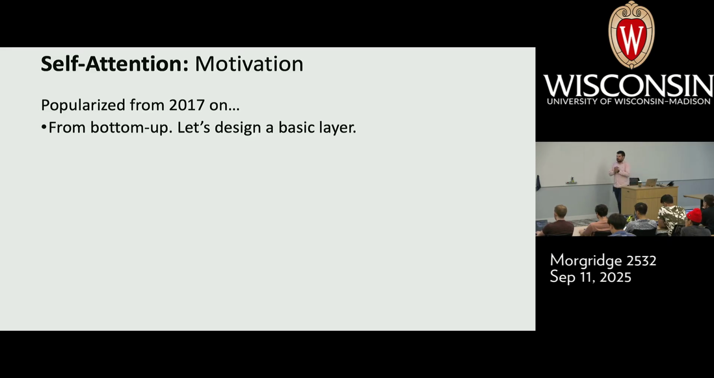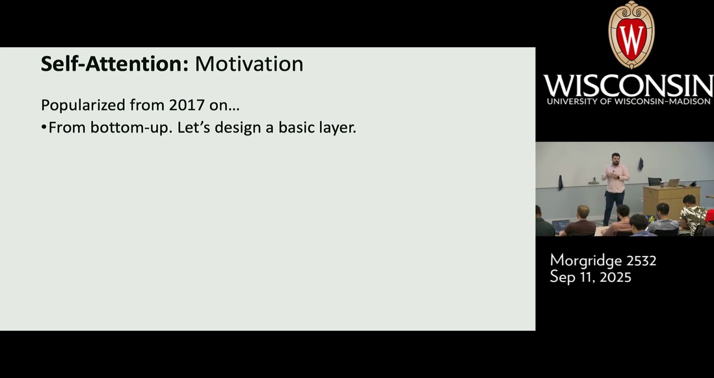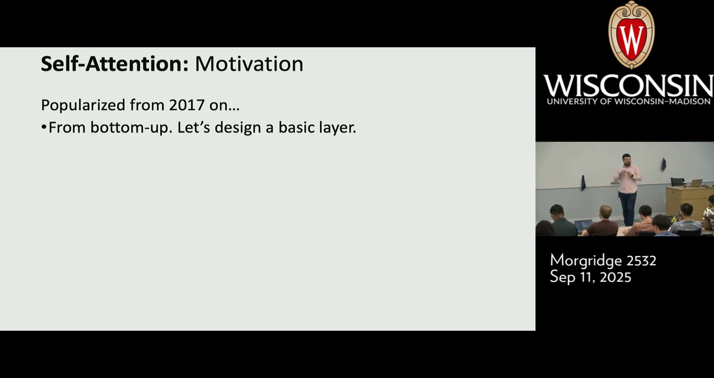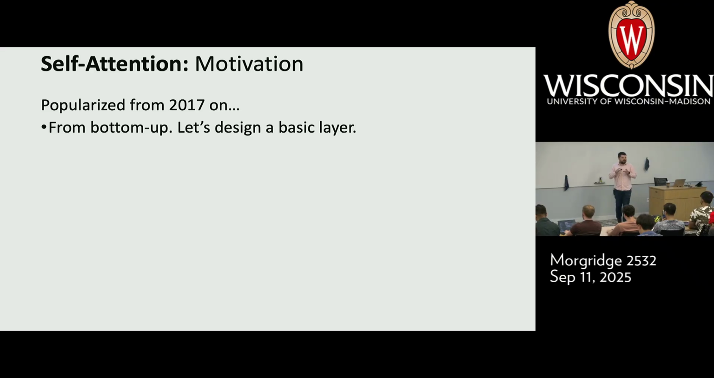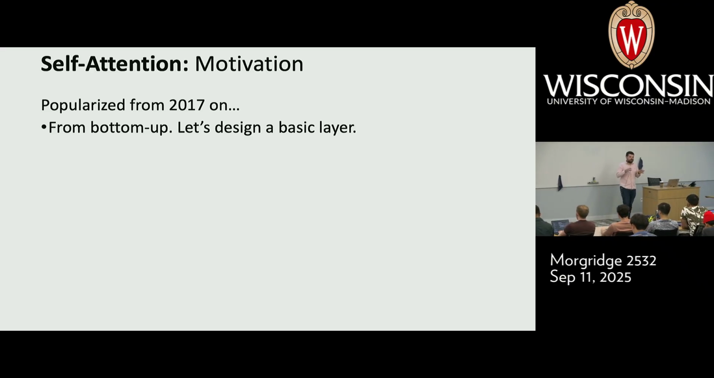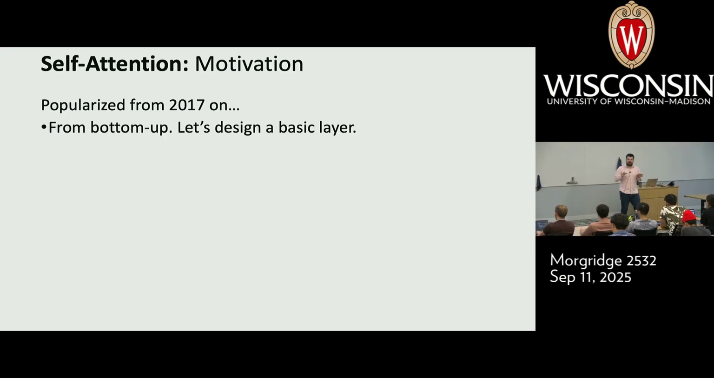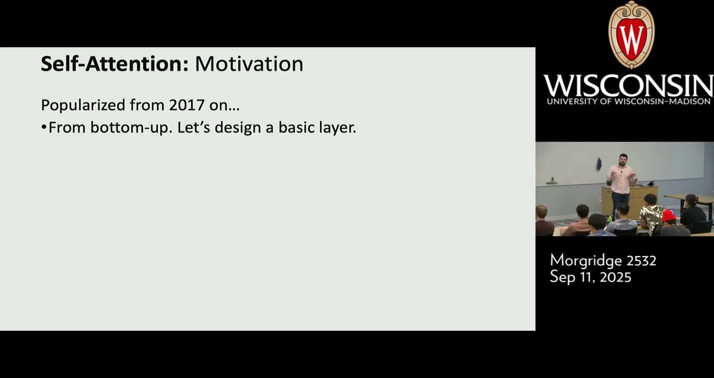Let's do it from the bottom up. What we'll do here is first build an operation. This is going to be something very simple. It's not going to be a model in itself. It's literally going to be some function, and the function is going to have some inputs and some outputs. That's going to be our self-attention function. So this will be at the lowest level.